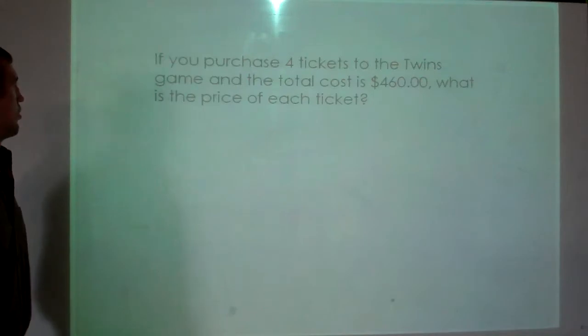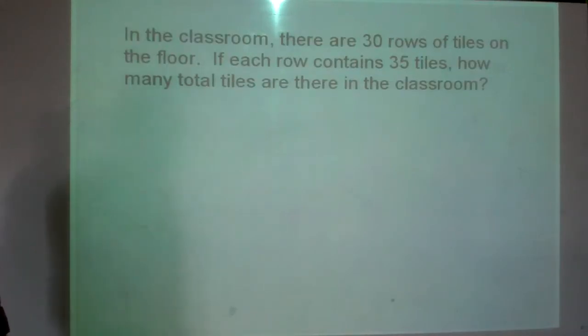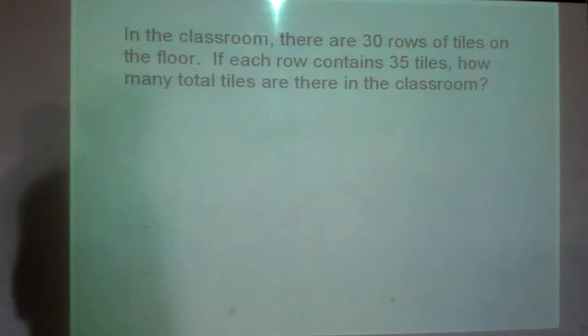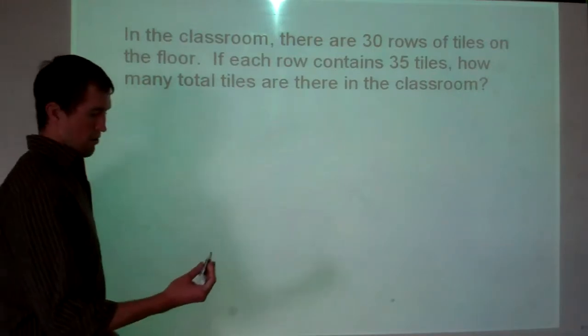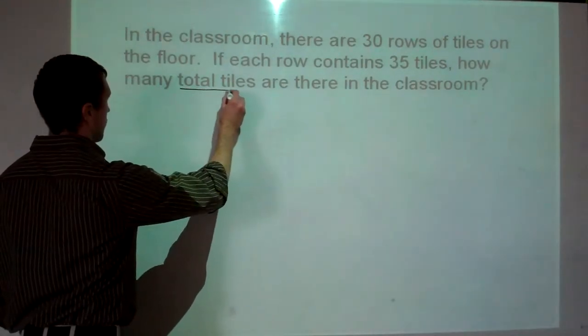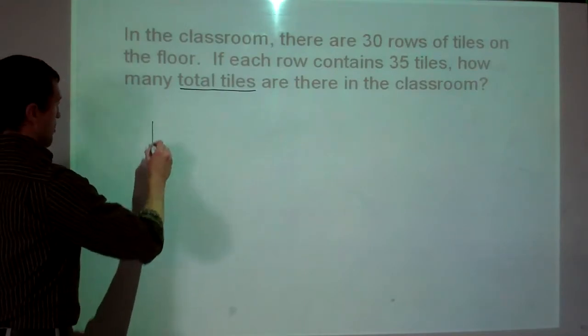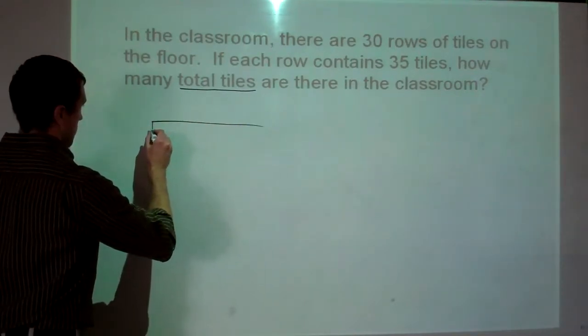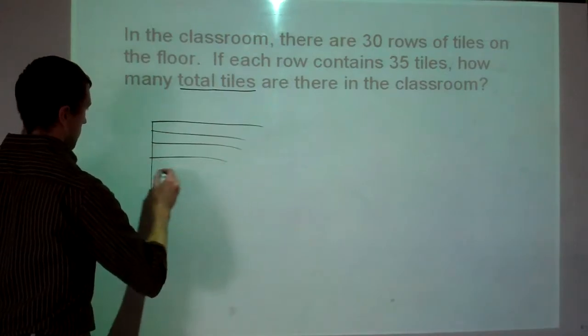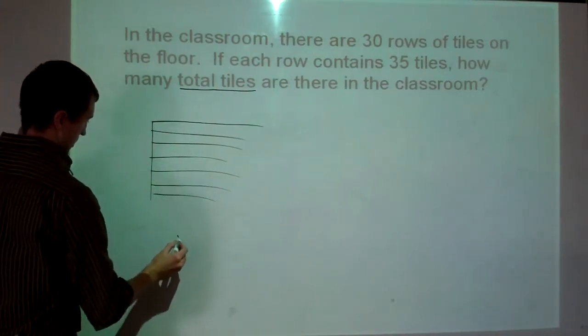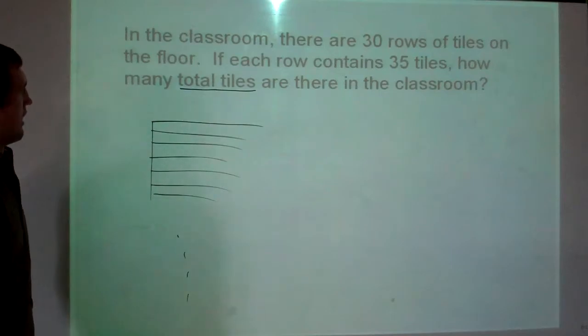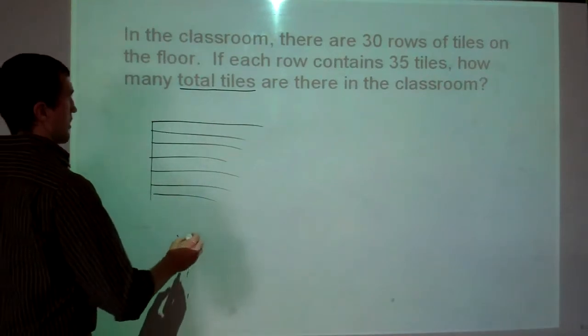Alright, now we're talking in the classroom. In a classroom there are 30 rows of tiles on the floor. If each row contains 35 tiles, how many total tiles are there in the classroom? Well, now we're looking for a total amount of tiles. Okay? So it sounds like we've got 30 rows. So we're going to have 30 rows. And that'll keep going on. And each row contains 35 tiles.